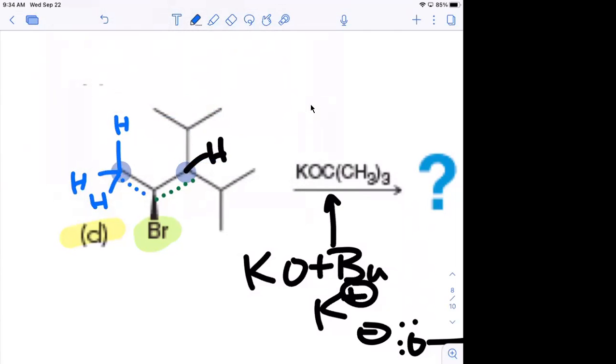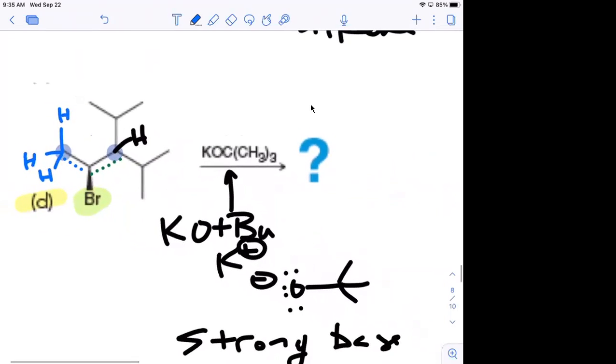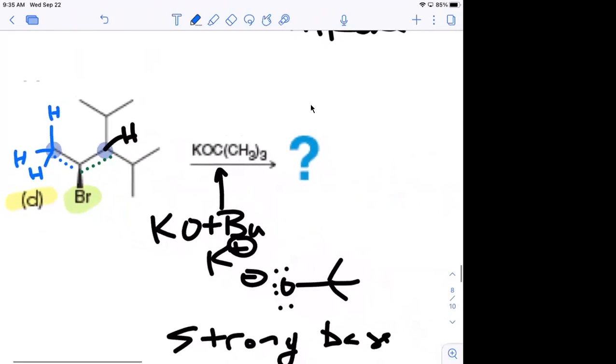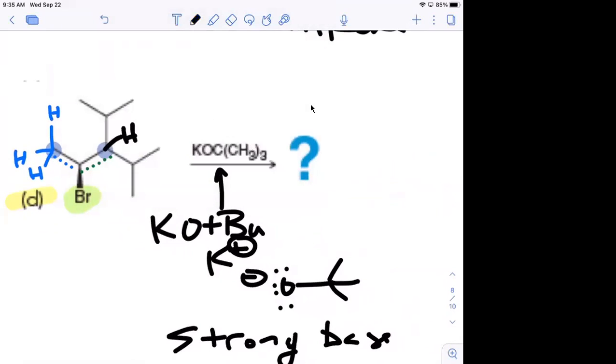Even if you don't know the mechanism, if you implement this strategy where you find the leaving group and find the alpha protons, you can draw the products even if you don't know how to push the arrows, because the elimination is always going to happen between the carbon where the leaving group is and the carbon that's adjacent to it every single time. So let's draw the first product.